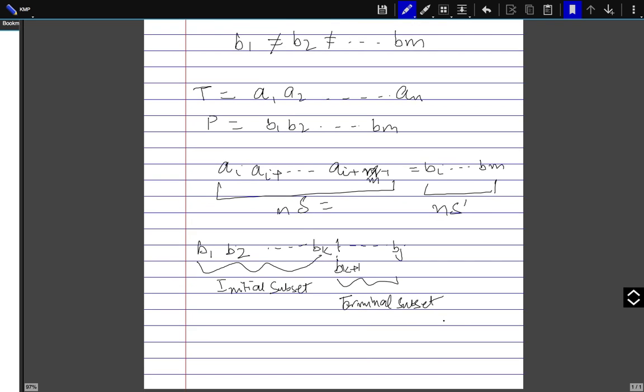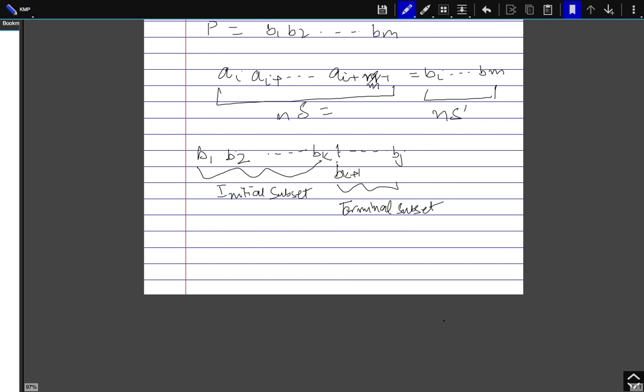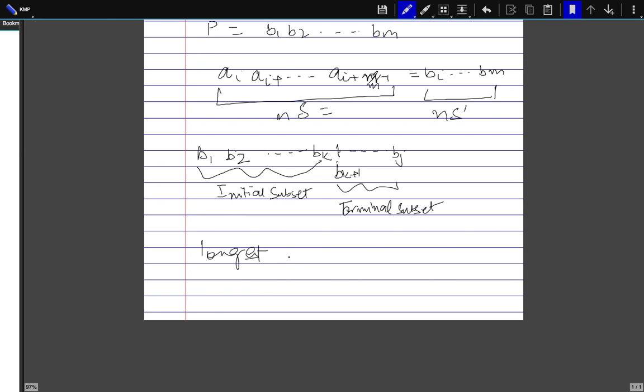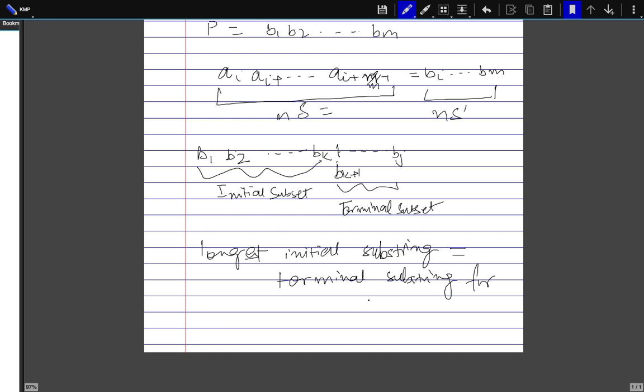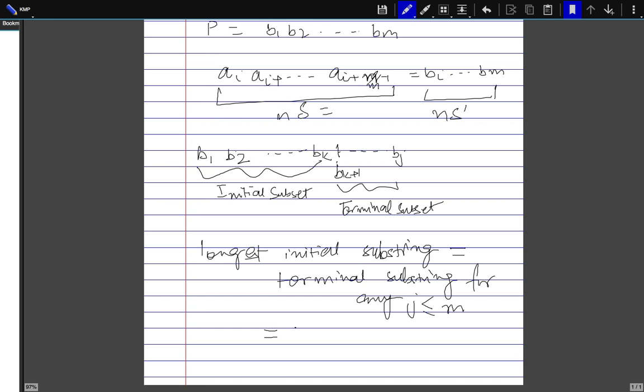So this is our problem statement now. In a problem space of b1 to bj, we need to find the longest initial substring which is equal to the terminal substring for any j less than or equal to m, right? Let's denote this, we set our notations. Let's denote this by f of j. So what's f of j?